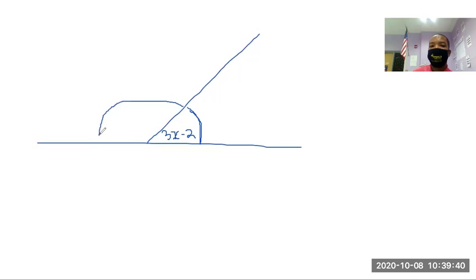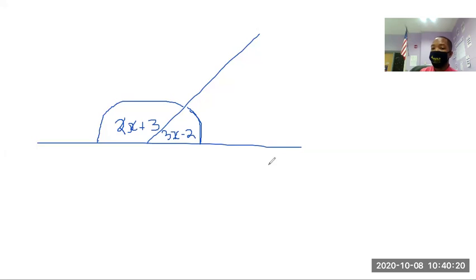I'm going to say this angle right here is, actually, let's make it 2x plus 3. So now they're asking me, what is x and what are the different angles? How do you think we should go about this one?